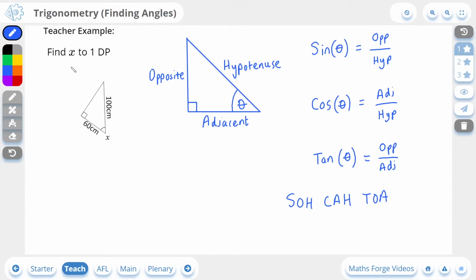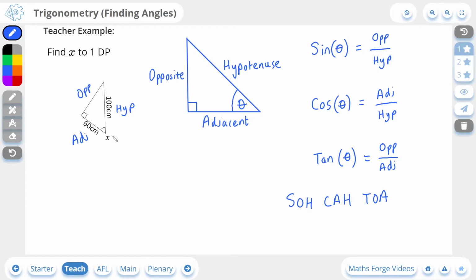Here we're being asked to find x to one decimal place, and in this case x is this angle over here. So the first thing I'm going to do is label my right angle triangle. Opposite this angle here is known as the opposite side, so I'm just going to call it op. This side here that's 100 centimeters is the longest side on my right angle triangle, and it's facing the right angle, so this is the hypotenuse. And finally, this third side is the adjacent.